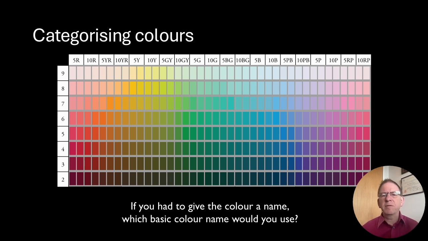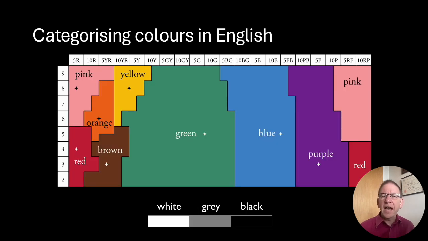Berlin and Kay developed a method for categorising colour, where you first elicit the basic colour terms in the language, and then you ask monolingual speakers to categorise all colours into the basic categories. This chart shows the range of possible colours from left to right, red through yellow, green, blue, purple, back to red, and from pale at the top to dark at the bottom. You ask questions like this: if you had to give the colour a name, what basic colour name would you use? And this is the answer you get in English.